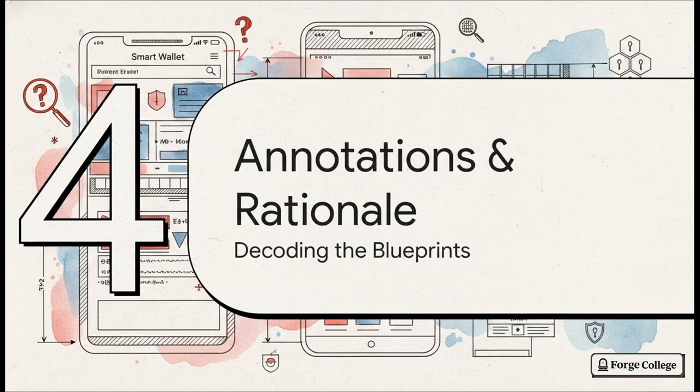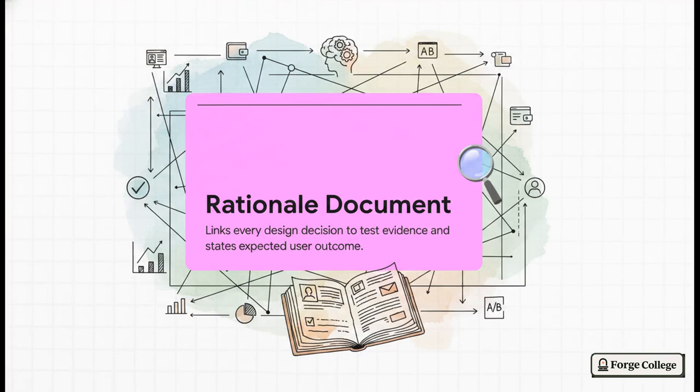That brings us to part 4, annotations and rationale. Let's decode these blueprints. Let's face it, a blueprint is completely useless if the building inspector can't read it. Enter the rationale document. This is basically a concise 500 to 900 word artifact that acts as our ultimate handoff tool. Its entire job is to link every single design decision you made back to actual test evidence. That way, when the security team reviews it, they know for a fact that no pixel was placed just, well, because it looks nice. Everything is backed by hard data.